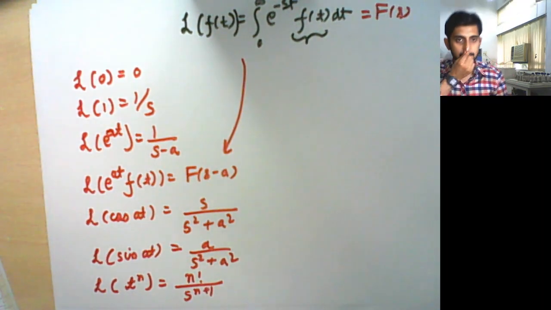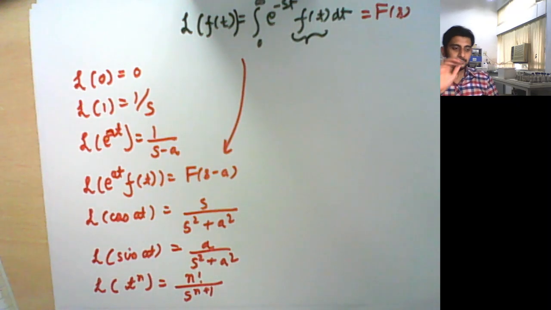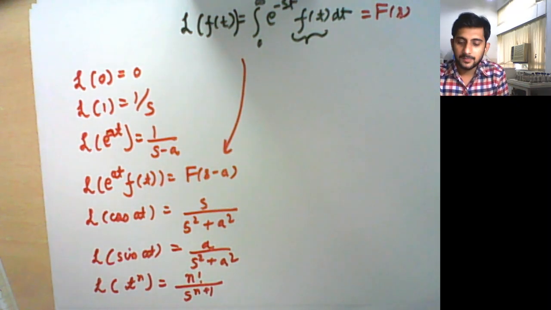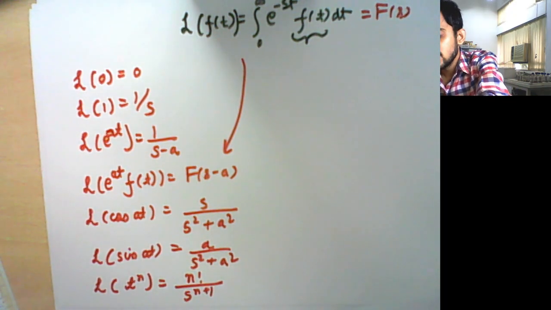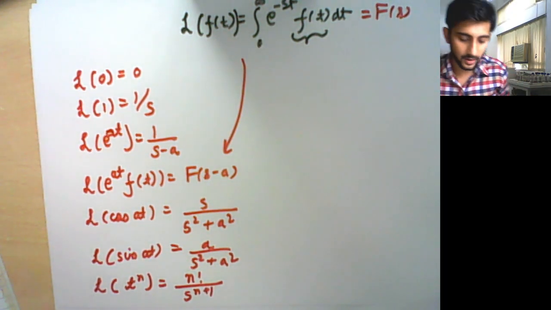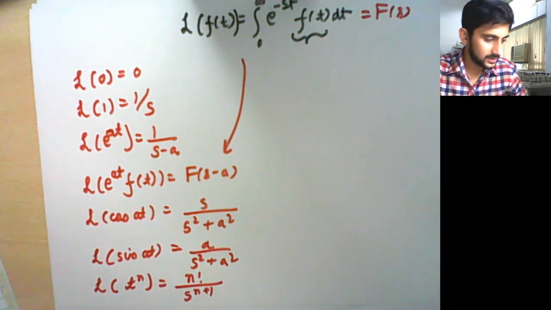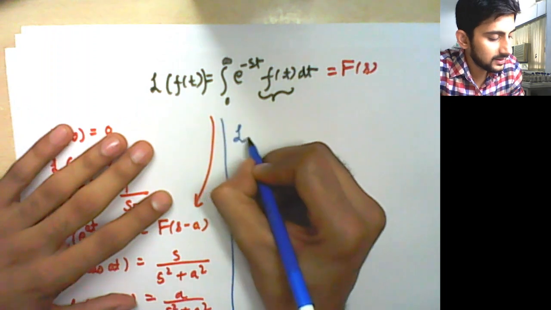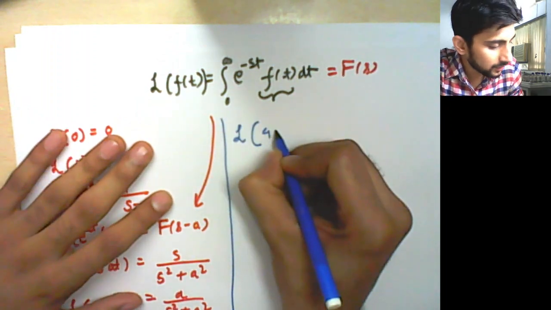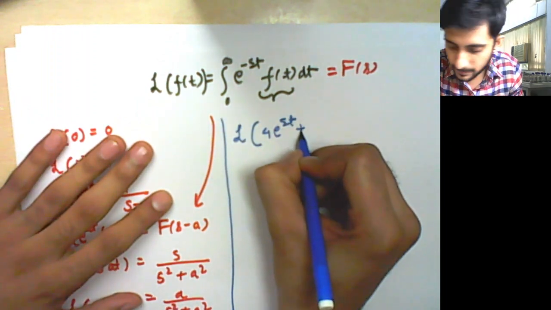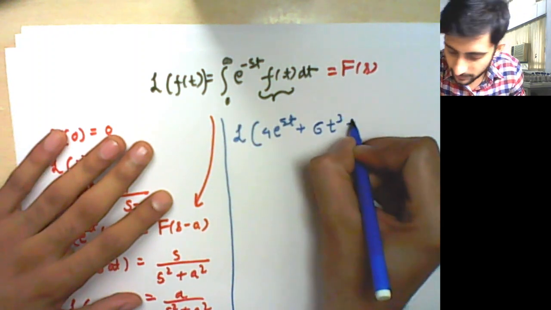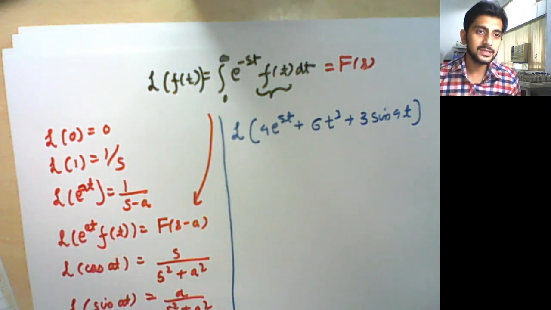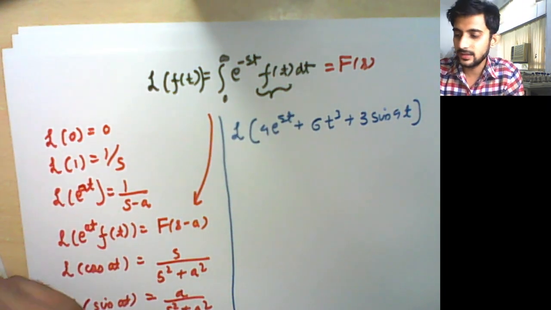So these are the things which we will use, and based on this only all questions may be asked from you. Fine. So now let us take a quick example of how to find the Laplace transform of a combination of such functions. We have to calculate the Laplace transform of 4 e to the power 5t plus 6t cube plus 3 sine 4t. So everything is given. You have to calculate the Laplace transform of this particular thing.